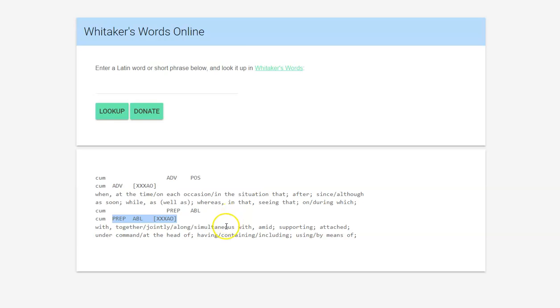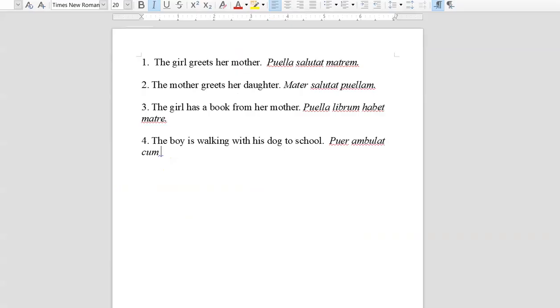So you can see the different possible translations. We're going to keep it simple. But dog is third declension. Why? Because canis, so cane. Like mother, canis is third declension. That just has to be memorized. So dog will always be third declension.